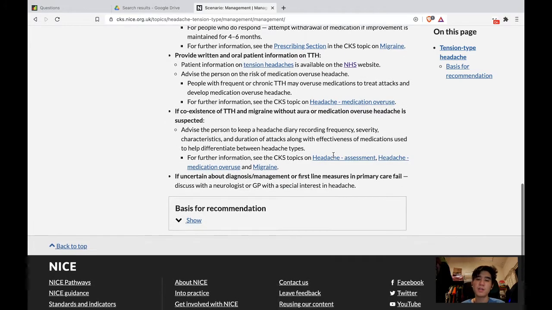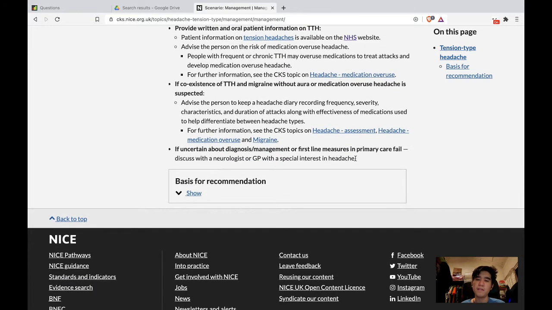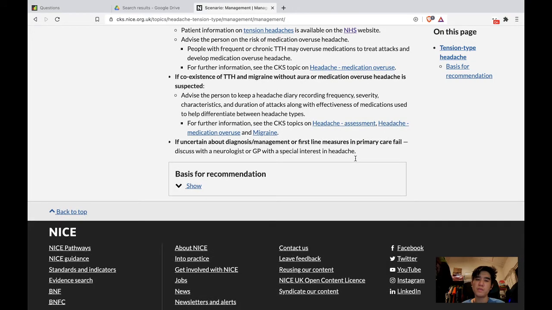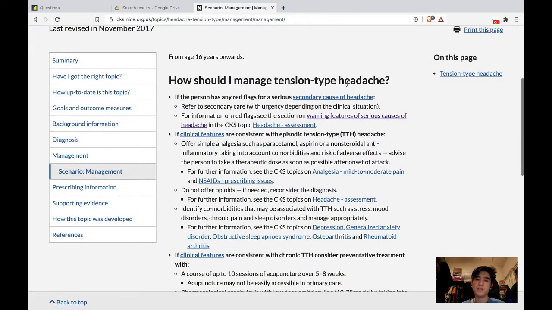If uncertain about diagnosis or management of first-line measures in primary care fail, discuss with a neurologist or GP with a special interest in headache. So basically the normal type of tension headache, right, the not so severe one, you would offer simple analgesia such as paracetamol, aspirin, or NSAIDs. No opioids in this case.